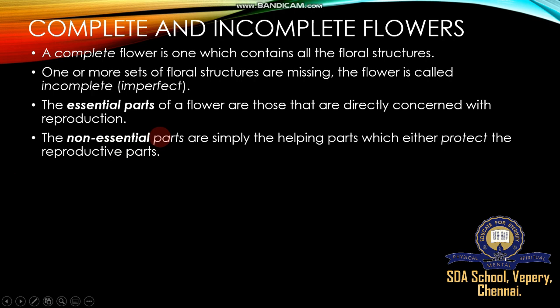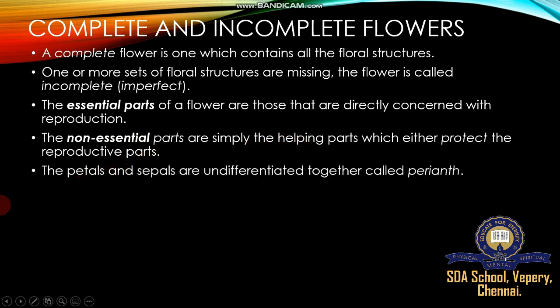The non-essential walls are called calyx and corolla, made up of sepals and petals. These parts are simply helping parts which protect the reproductive parts. So the non-essential walls, calyx and corolla, simply help the reproduction and are called non-essential. The petals and sepals, when undifferentiated together, are called perianth.